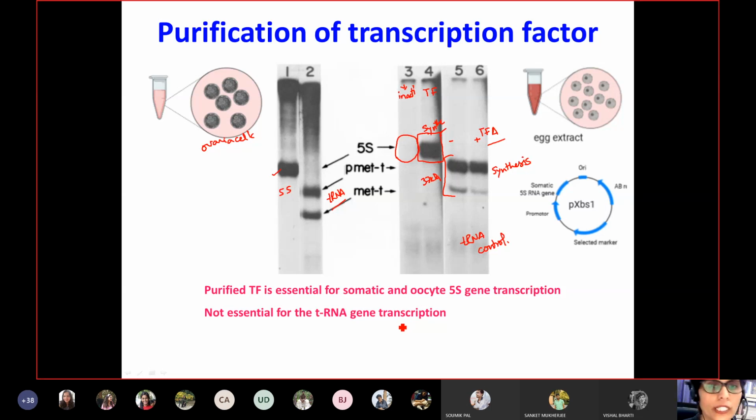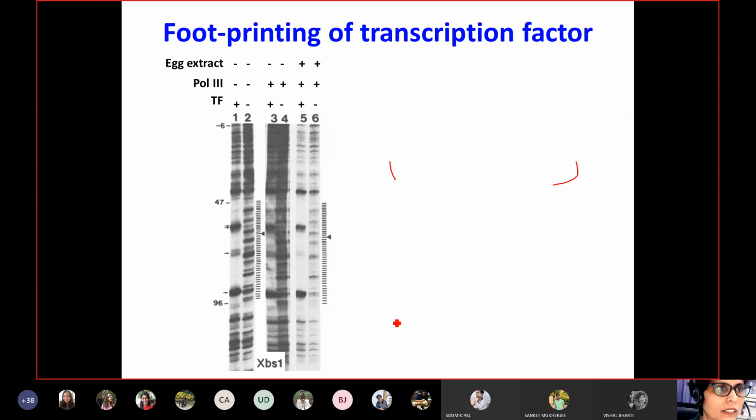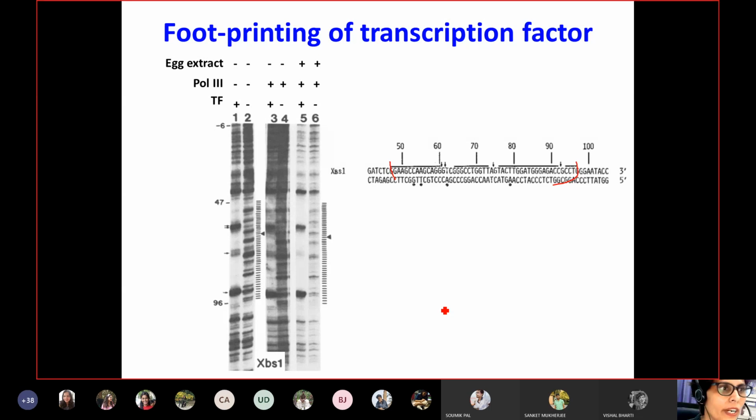And finally, what they did next: now they have isolated one transcription factor for 5S gene synthesis. Now they want to see where in the gene it is binding, because if it is a transcription factor, it will be binding DNA. So with the help of footprinting assays, they were able to identify the mode of interaction. Here they mixed the purified transcription factor with the labeled somatic 5S gene. And as you can see here, as a control, they also incubated the purified proteins.